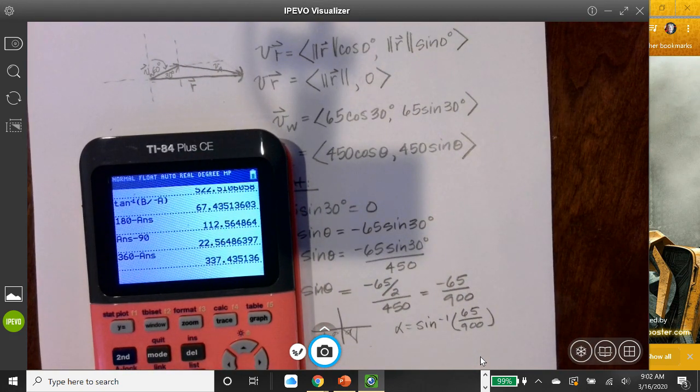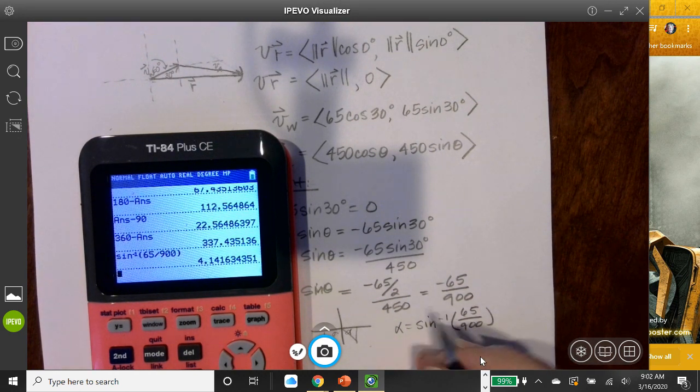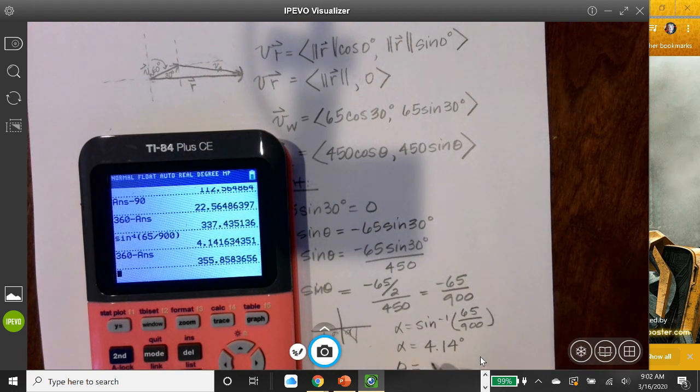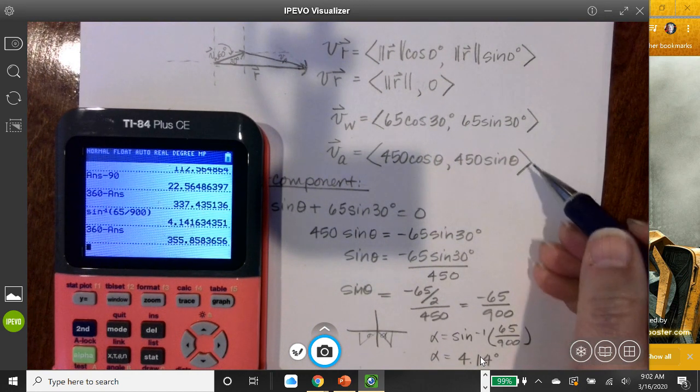So inverse sine of 65 divided by 900, and alpha is 4.14 degrees, which means theta is equal to 360 minus that, which is 355.86 degrees roughly. Okay, so that's this theta here.